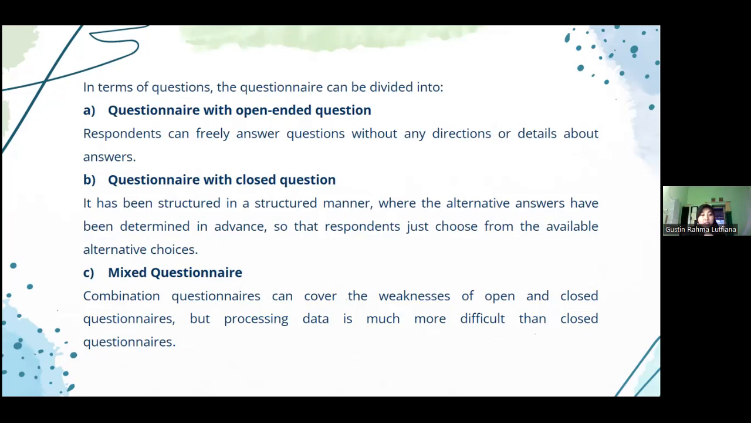And the third is mixed questionnaire. Combination questionnaires can cover the weakness of open and closed questionnaires, but processing data is much more difficult than closed questionnaires.